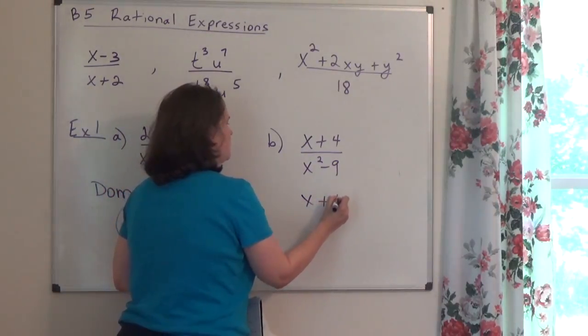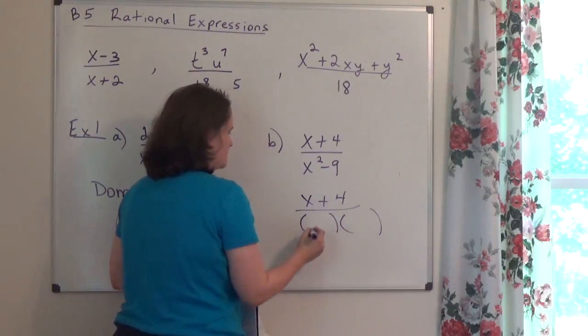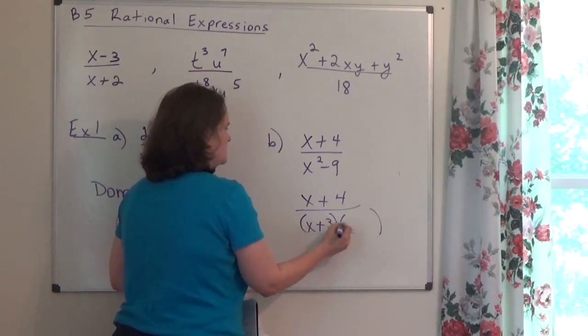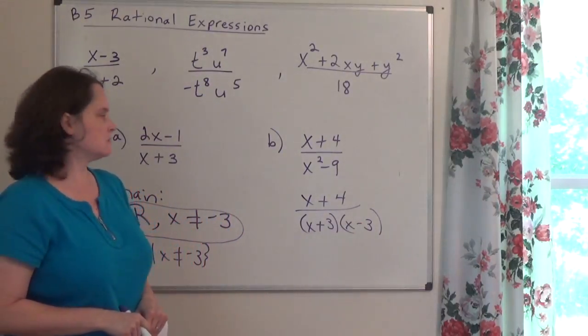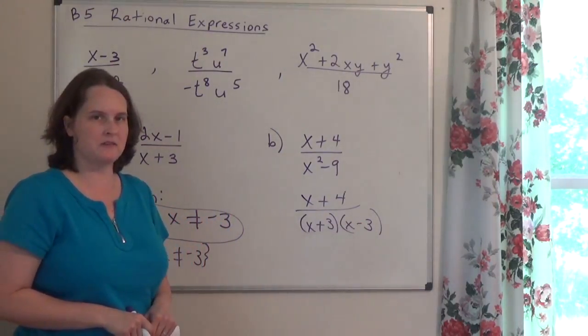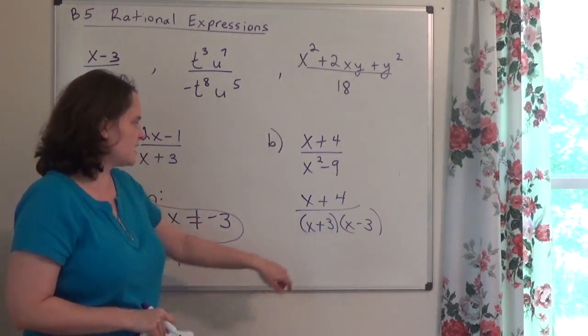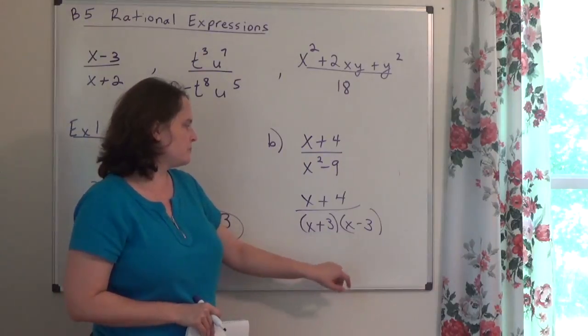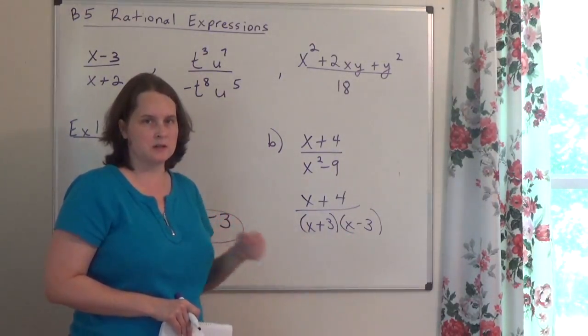So we've got x plus 4 over, and we know that's a difference of squares. It factors as x plus 3 times x minus 3. Once it's factored, it's a lot easier to see what values of x would give you an undefined answer. If we put in negative 3 for x, or a positive 3, either one of those would give us a 0 in our denominator.